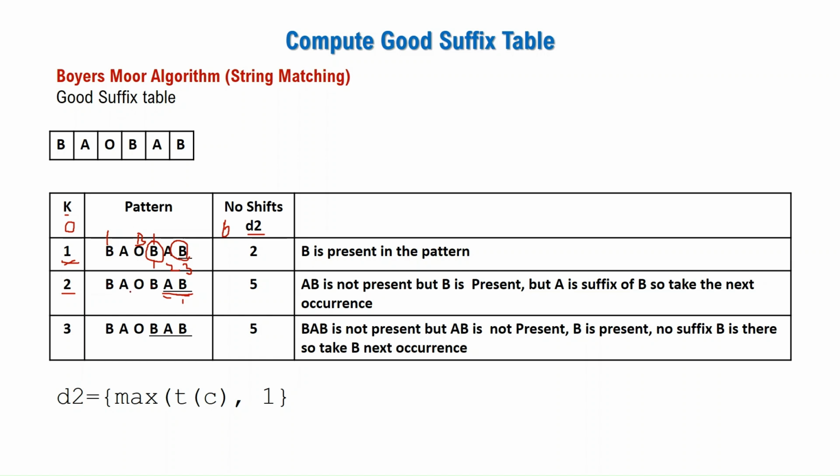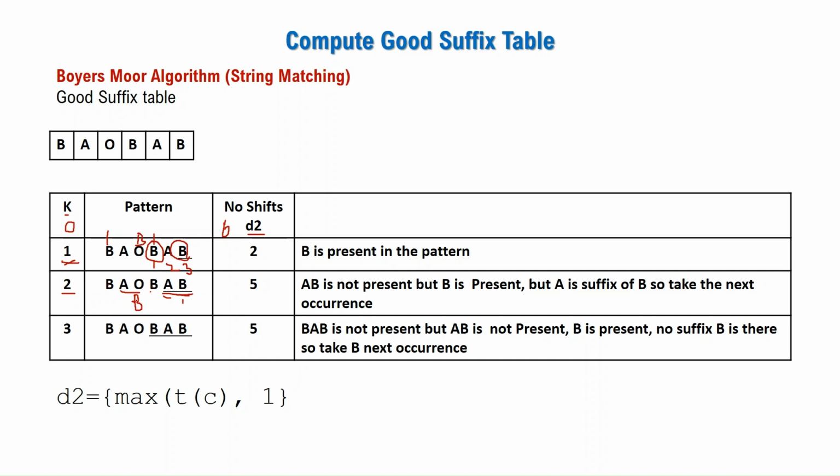Here AB is repeated, here AB is repeated, here AB... no, nowhere is your AB value repeated. Suppose B was there in this case, so here AB is matched. Then the value should be how many characters we have after this AB? 1, 2, 3. Just write down 3.